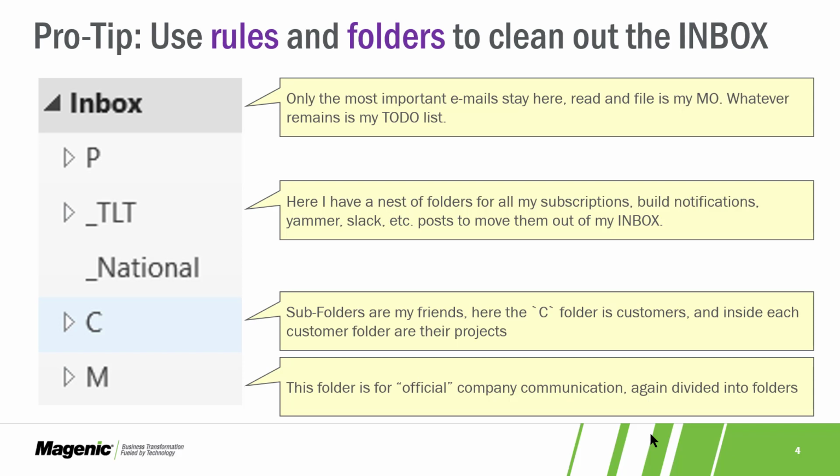So my pro tip for organizing emails is to use folders and rules to move email that's incoming out of your inbox and into subfolders. So, you know, your scenario at work may vary, but I'm in consulting, and so I have personal stuff, I have stuff for customers, and I have stuff for my company, and then I've got some miscellaneous other topics.